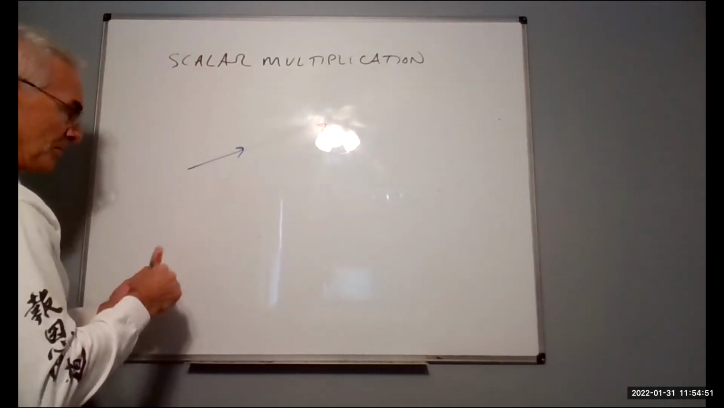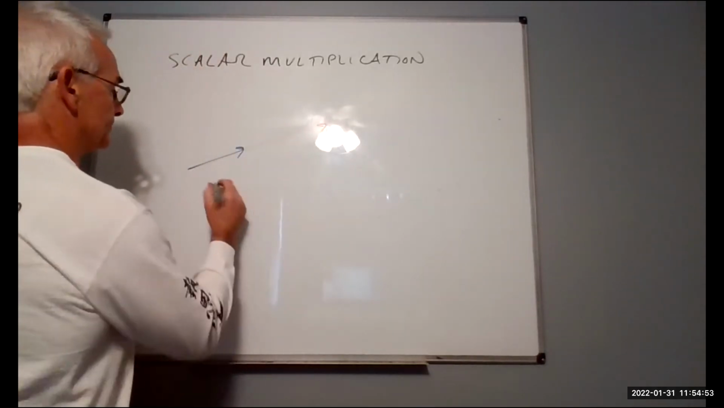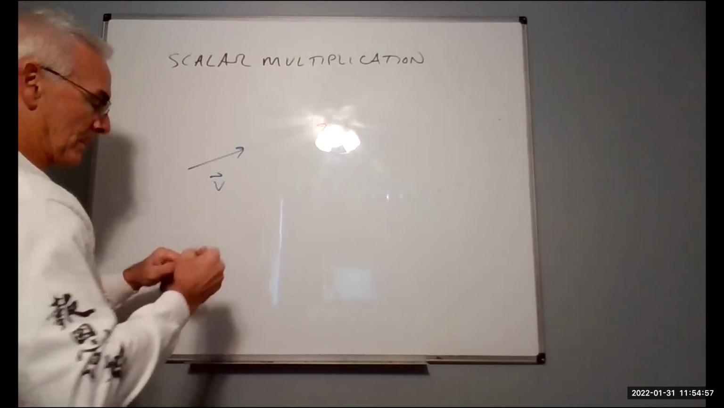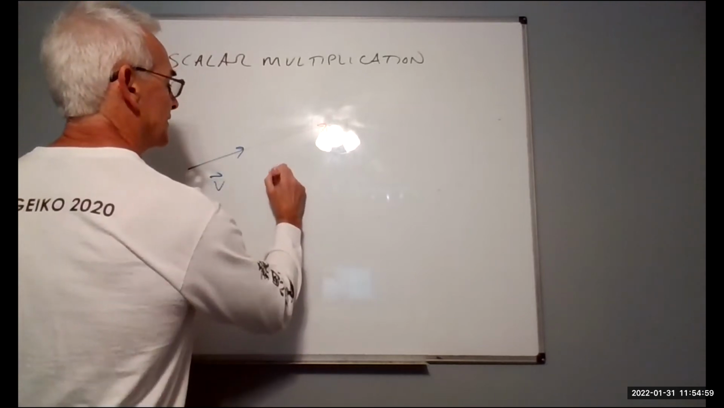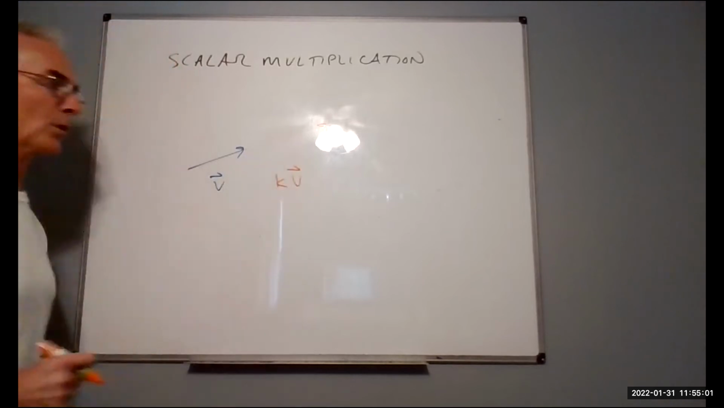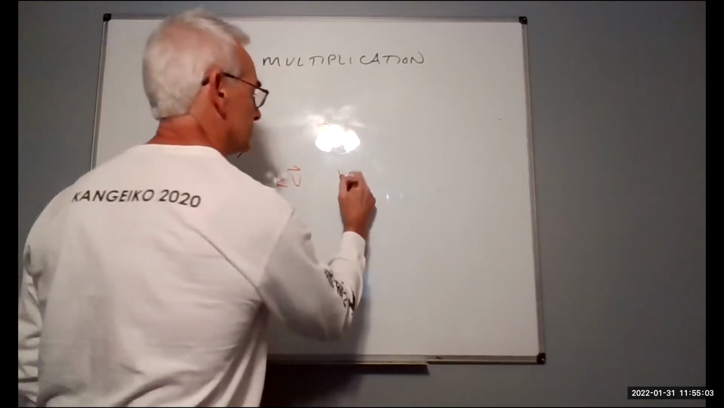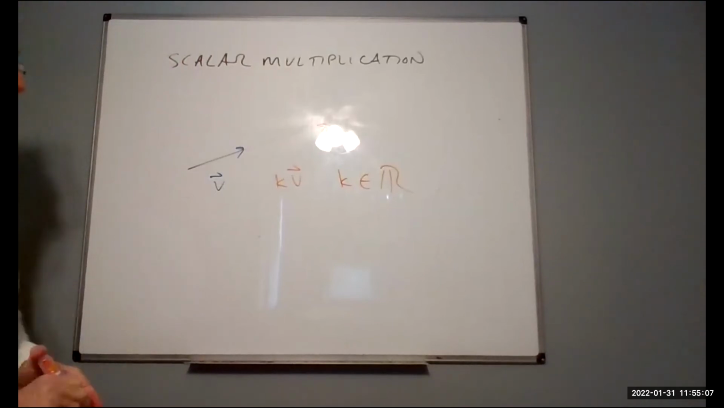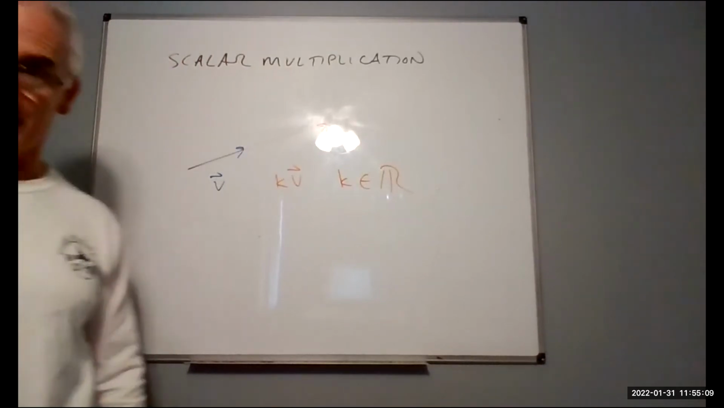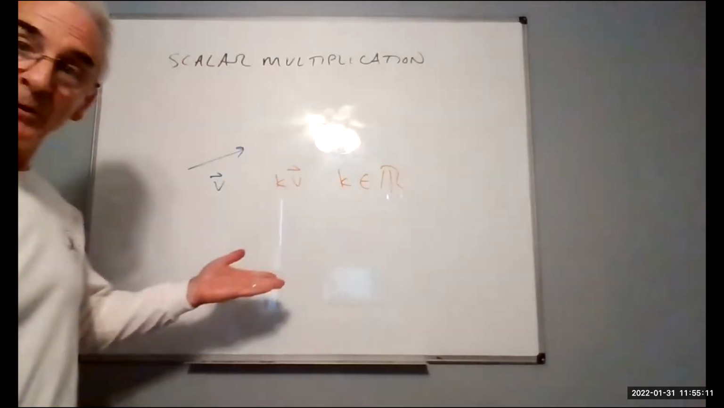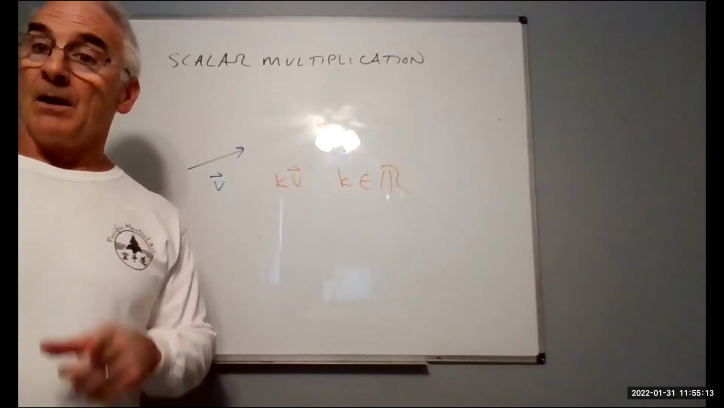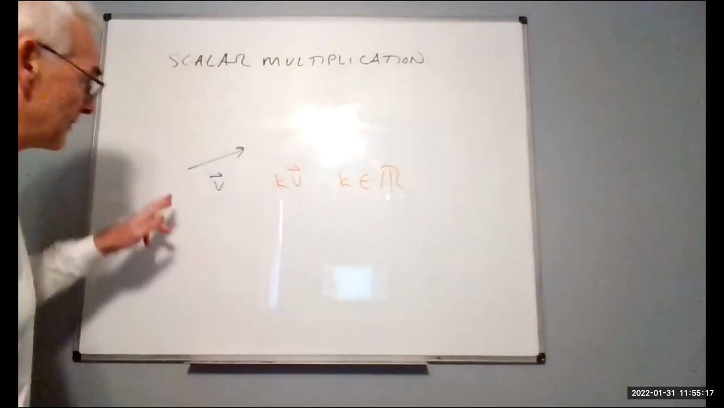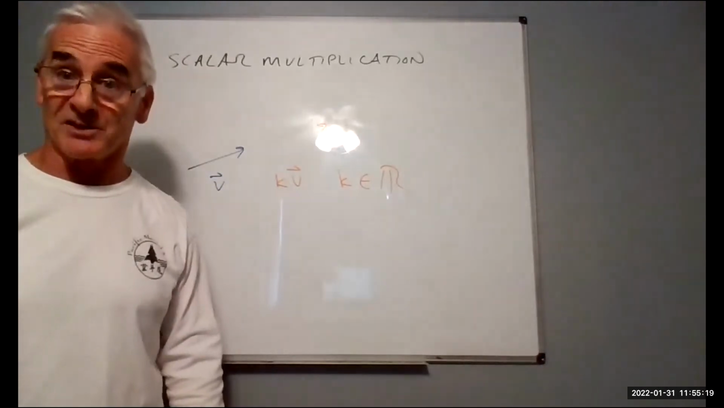So if this is, let's say the blue one is vector v, then we'll say the orange one is k times vector v, where k is a real number. K is an element of the real numbers. If k was equal to 1, then my scaled vector would be identical. What if k were equal to 0? Then I would have a vector of length 0, which is actually possible.